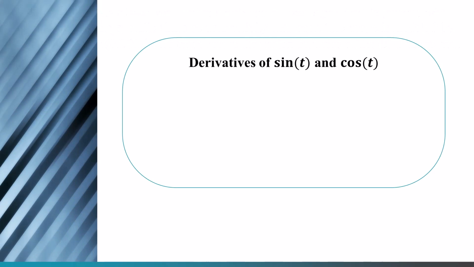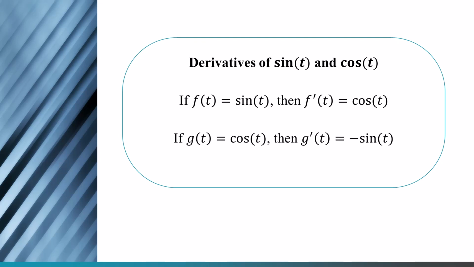Now, let's think about the derivatives of these types of functions. There's a special relationship between sine and cosine. The derivative of f of t equals sine of t is f prime of t, which equals cosine of t. The derivative of g of t equals cosine t is g prime of t, which equals negative sine of t. Let's consider some further examples.